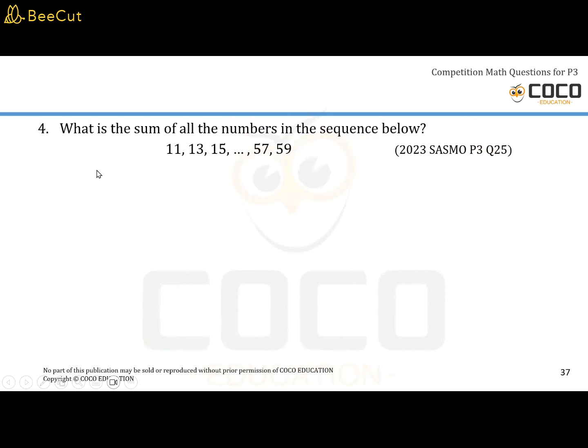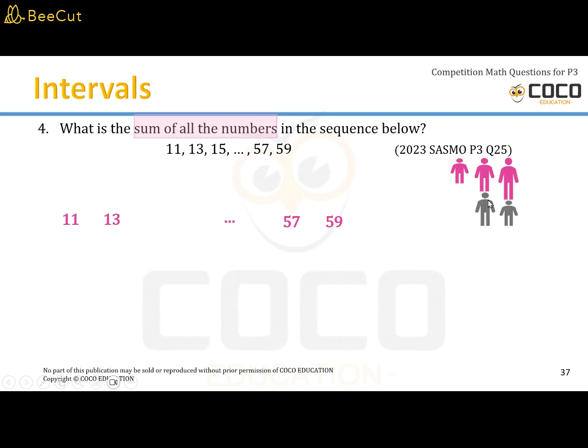Question number 4. What is the sum of all the numbers in the sequence below? The question now asks you to find the sum of all the numbers. You can think in this way. The 3 persons with different height standing in this way. In order to find the sum of them, we can arrange the 3 persons in reverse order. Then you can see each pair will give you the same sum. So similar idea, now we rearrange the numbers reversely.